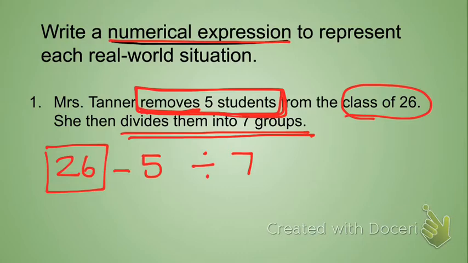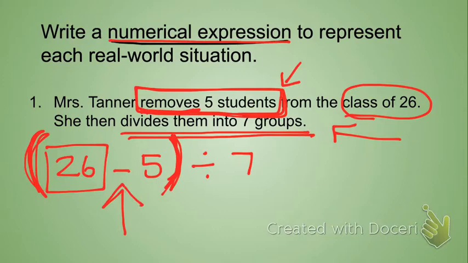I need to put parentheses here because I need to remove those 5 students first. This happened first, right? Then she did this. So I need to show that in my expression. I need to make sure I show that with these parentheses so that I subtract first, because that's what she did. She removed 5 students. Then she split them into 7 groups, right?